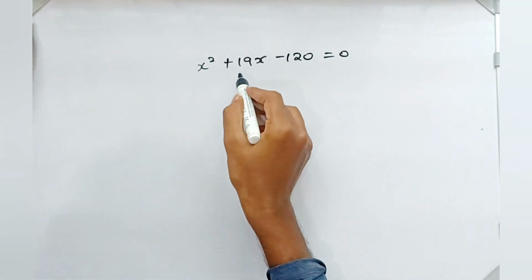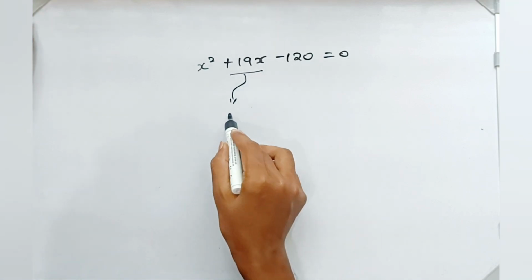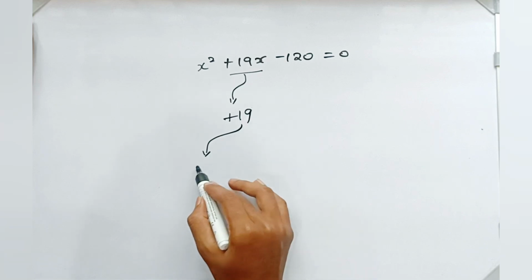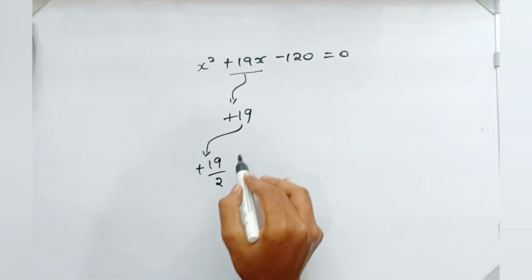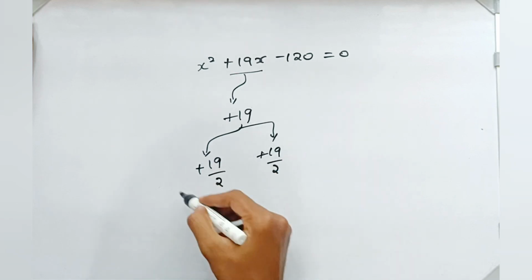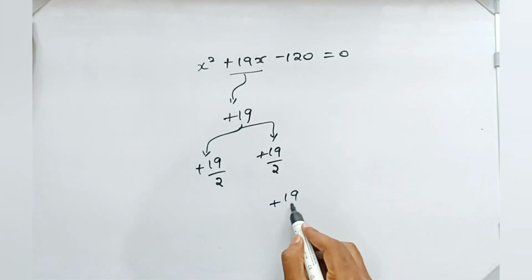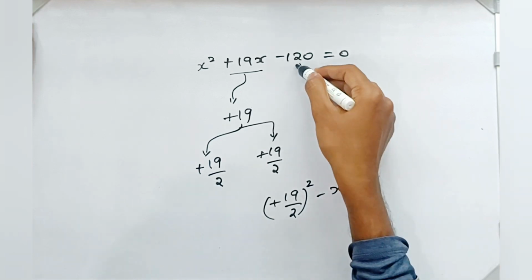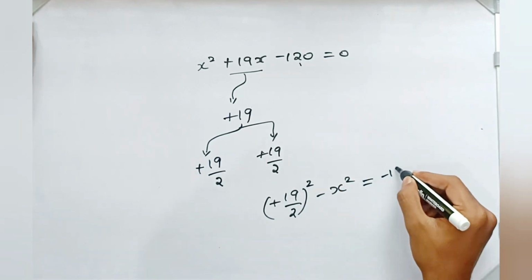Okay, and here this process is the same. Just need to take plus 19, and half of 19. We just take half of 19, I'm taking it as 19 by 2. Here also plus 19 by 2. And the next step is taking the square, 19 by 2 whole square minus x square, that is equal to, here we have minus 120. Have to take minus 120.